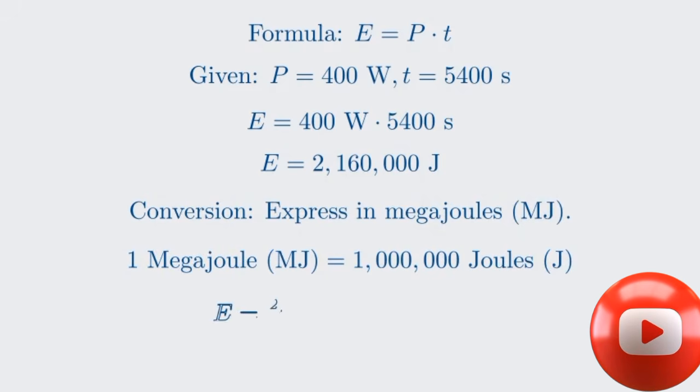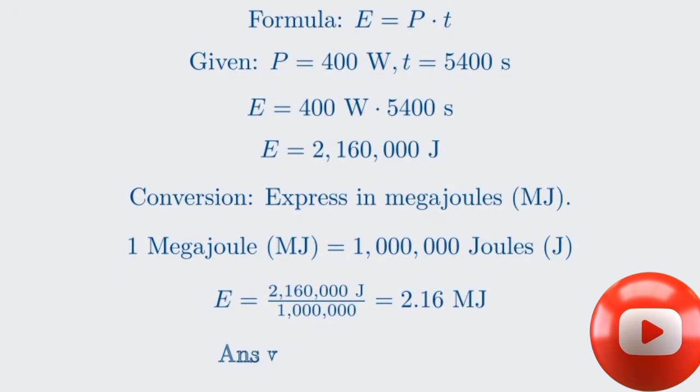To convert from joules to megajoules, we divide by 1 million. 2,160,000 joules divided by 1,000,000 equals 2.16 megajoules. So, the energy dissipated by the bulb is 2.16 megajoules. We've now successfully calculated the energy, meeting our third learning objective.